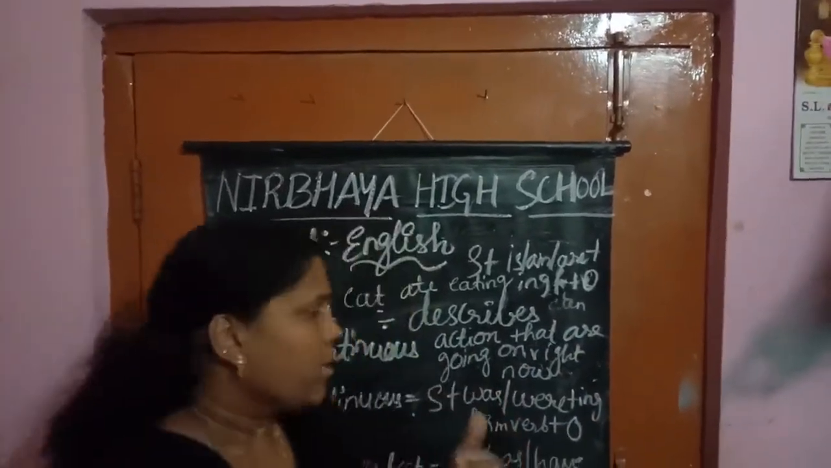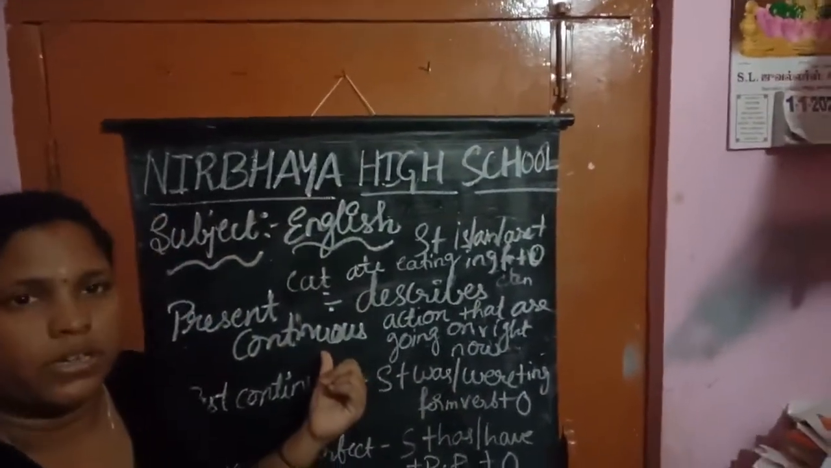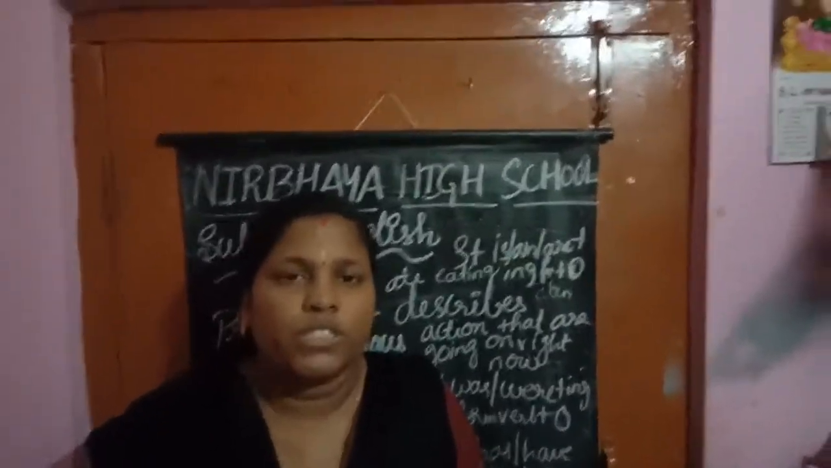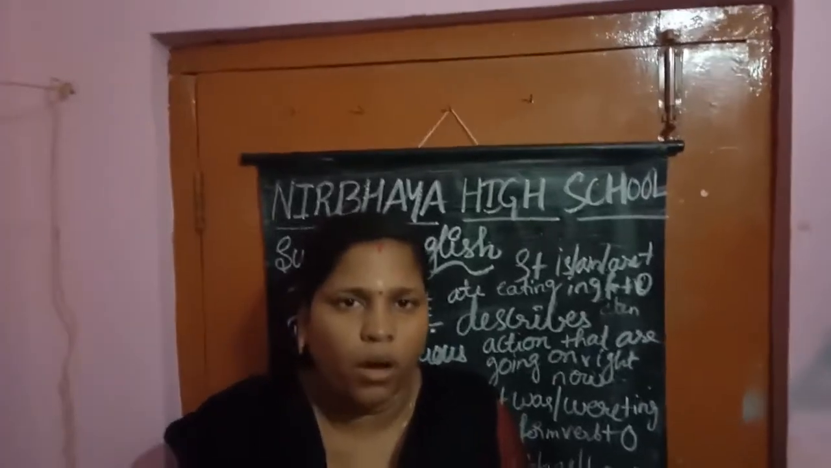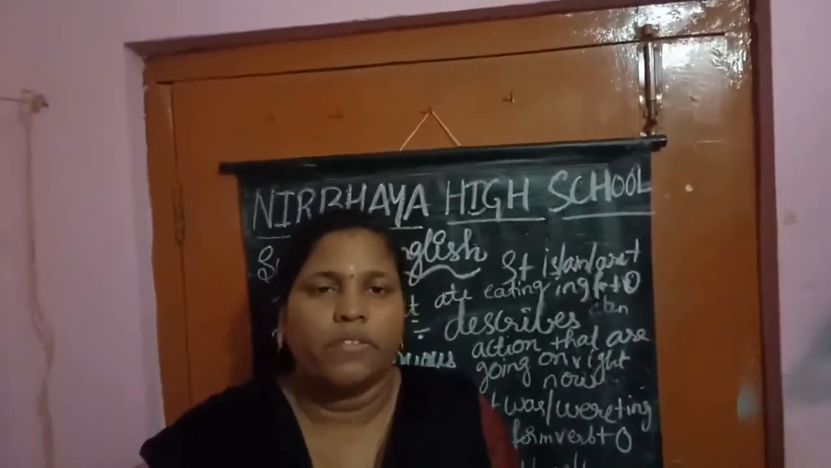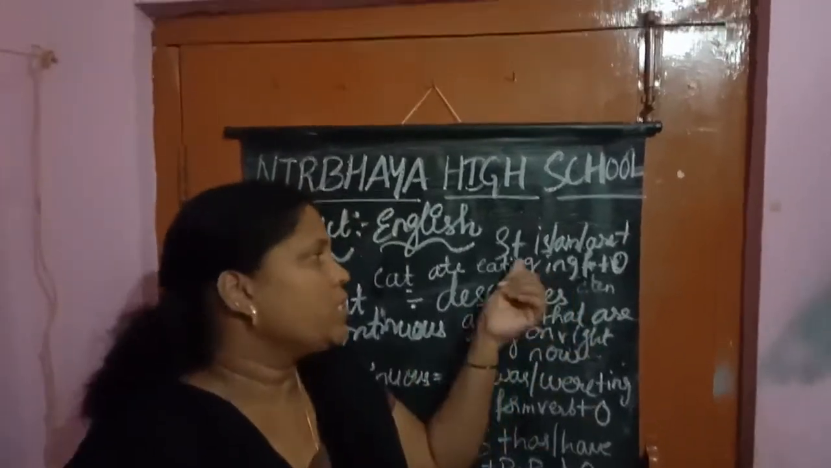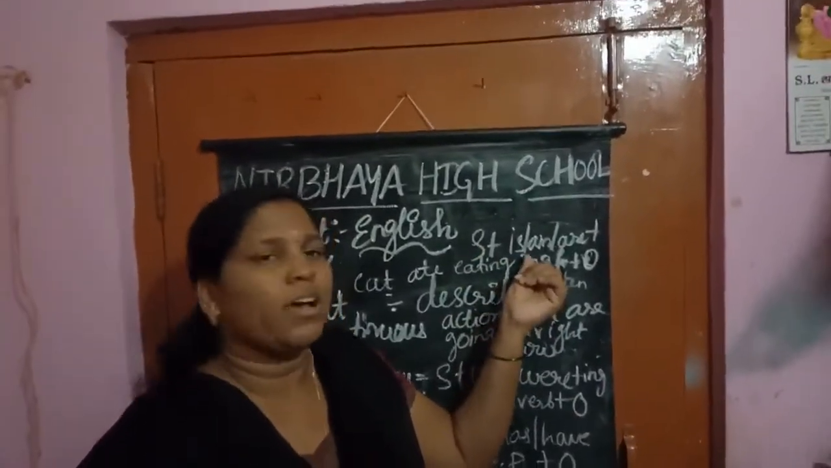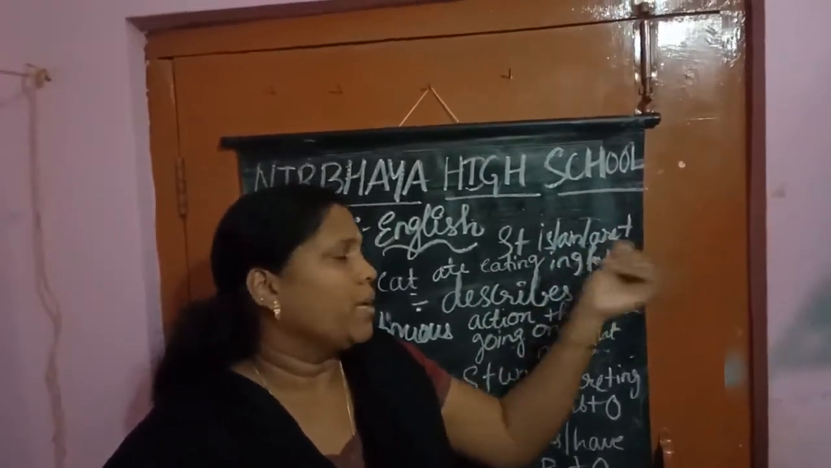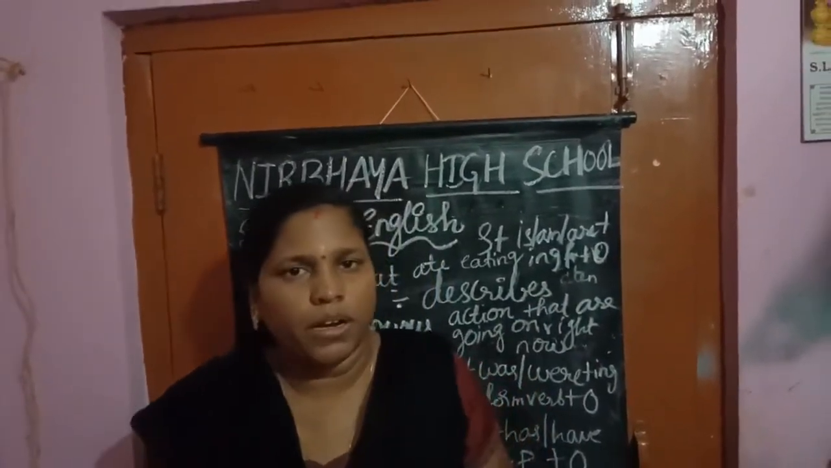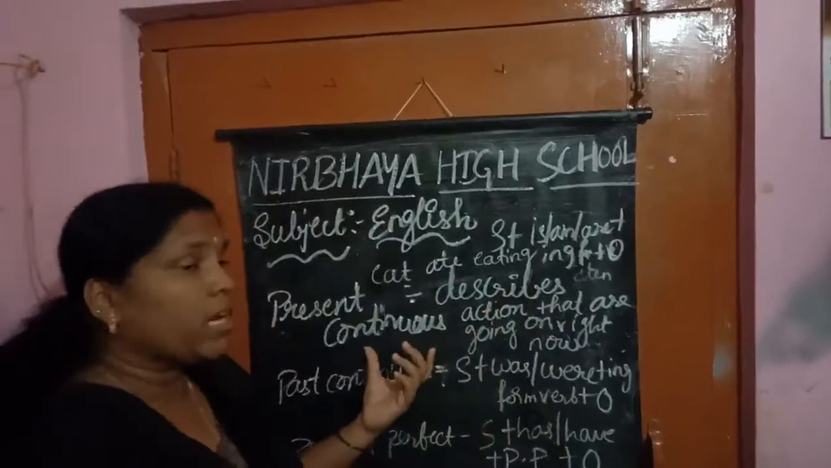Understood, children? This is about present continuous. What is present continuous? It describes an action which is going on right now. For example, she is writing a book. What is the rule, children? Subject plus is or am or are plus ing form of verb plus object. I hope everyone has understood present continuous.